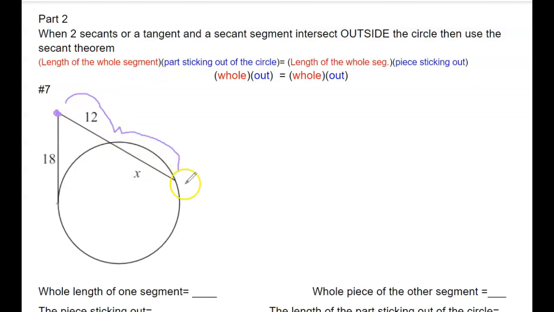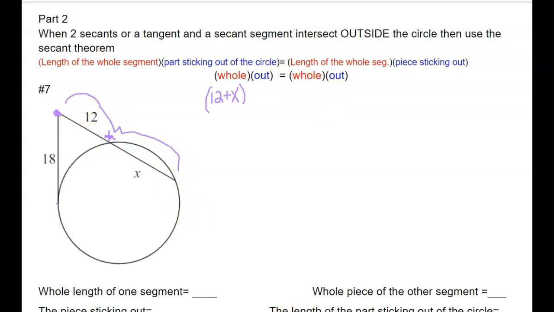Well, I don't know because I don't know what this is. So 12 plus x. So the length of the whole segment is 12 plus x. And we don't know exactly what it is because we don't know what x is. But I'm going to put 12 plus x. Let me make that look like a plus sign, sorry. 12 plus x is the whole thing.